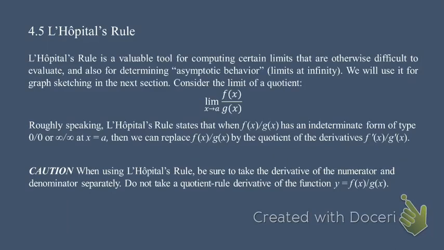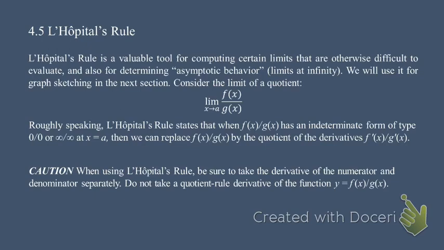Hello guys, we're going to look at section 4.5, which is what we call L'Hopital's Rule. L'Hopital's Rule is very useful when I want to determine the asymptotic behavior, so what's happening as we take a limit as it approaches infinity. And why is this important? Because we've been looking at how to graph a function, so what's happening at the ends of our function? What happens if I have an asymptote?